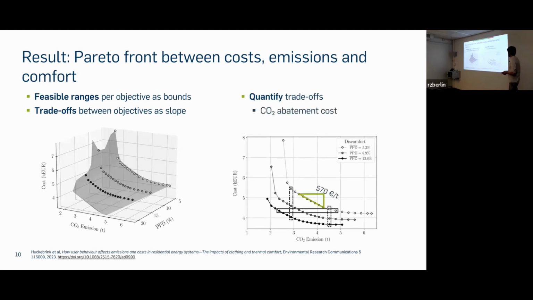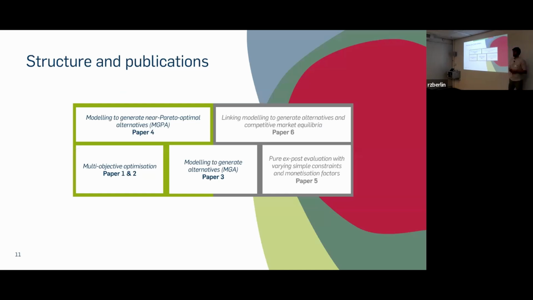For instance, we can see that here the slope indicates CO2 abatement costs, which would be around 570 euros per ton in this region. Or we can, by comparing the slices, look into potential saving potentials. For instance, we could reduce costs by 1,400 euros or emissions by 2.6 tons by accepting a decreased thermal comfort in the building environment. That's been a very quick look into multi-objective optimization.